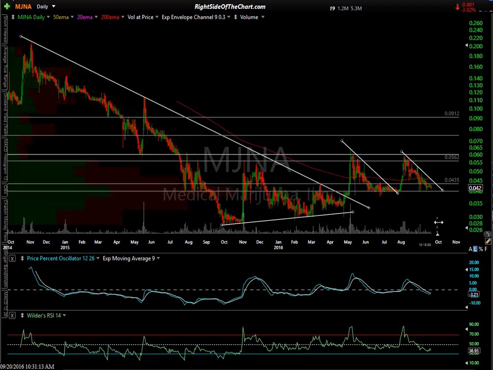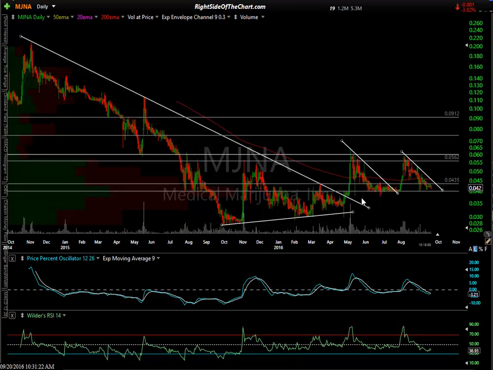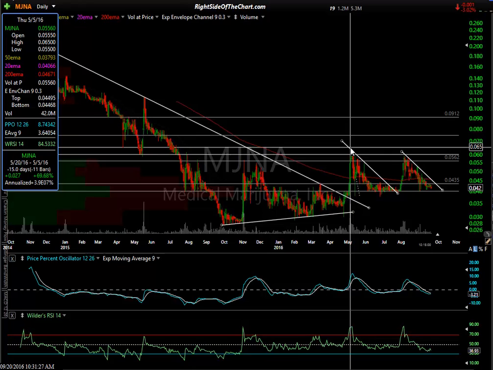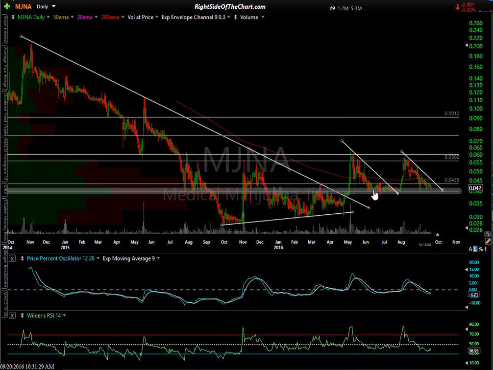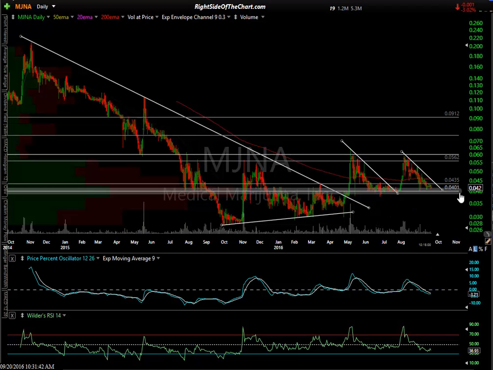MJNA, medical marijuana. Again, you can see a nice downtrend line. You see the reactions, breakout, and then a big move up. From the breakout point, that was about a 70% rally. Stock came back. It has support. These two lines here are both support levels. This one probably being the most important one at this point in time. We'll highlight that and mark it around the 4 cent level, and it's coming up on support now.